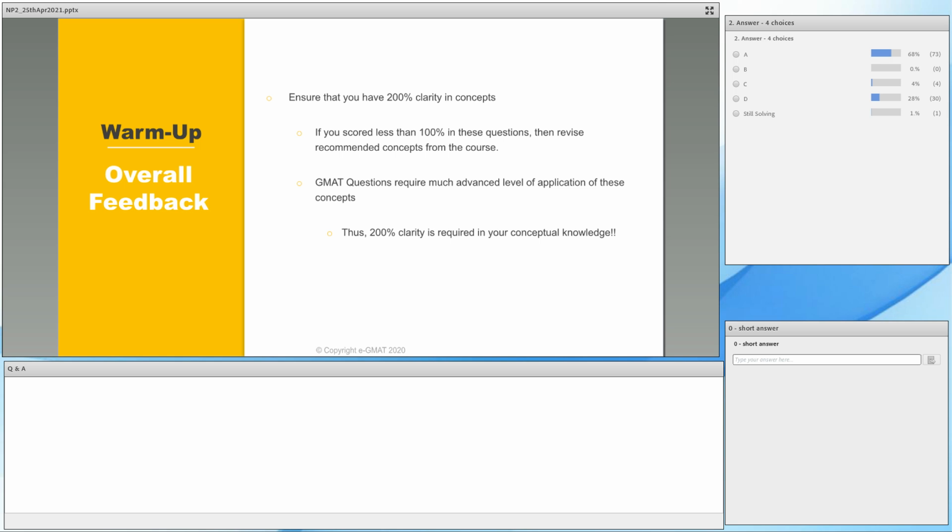The core learning is you need 200% clarity in the concept. As far as quant is concerned, I told you, you need to know the core concept, but over that, there is a layer of logic. It's not just core concepts. But if you do not have clarity here, you cannot really answer the question well. So, clarity on the core concept is extremely important. The real GMAT questions that we're going to see now are much more advanced. It will be more like the first questions that you solved today.